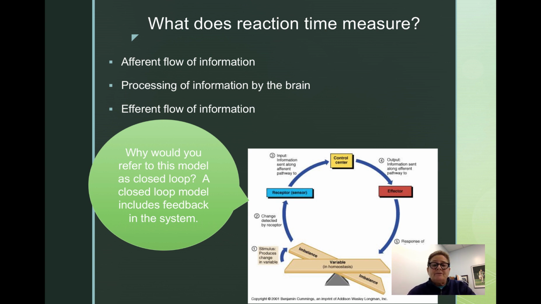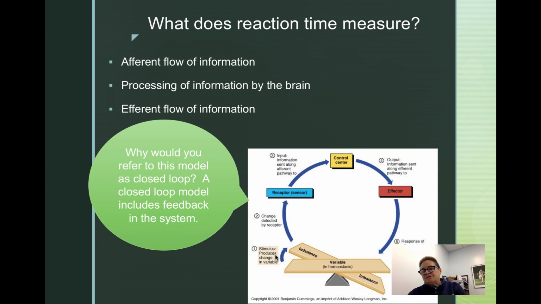Then there is the processing by the brain, which we're calling central processing. It includes perception, decision, and effector. And finally, once I send out the motor program from the brain to the musculature to move my hand or my mouth, we would say that there is an efferent flow of information. I want you to notice in this model, you have a variable in homeostasis. In other words, not a lot is happening there.